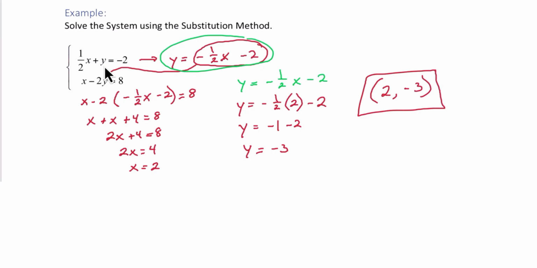Whenever you write your answer as a coordinate, make sure you plug the numbers in to the correct place. X goes first, y goes second.